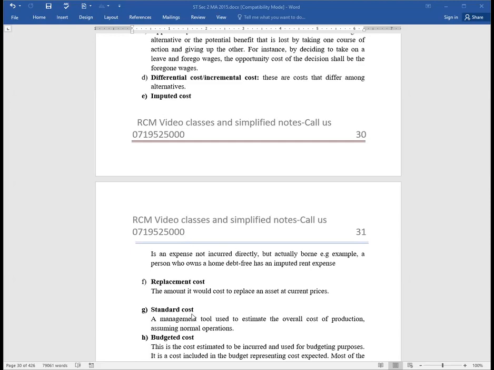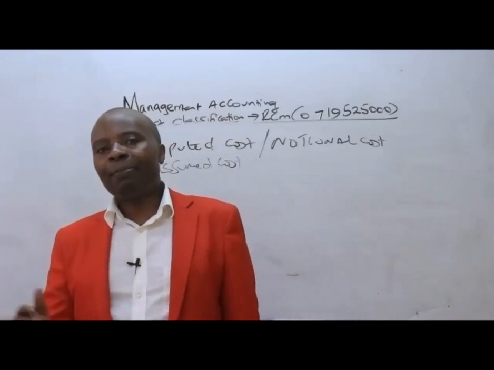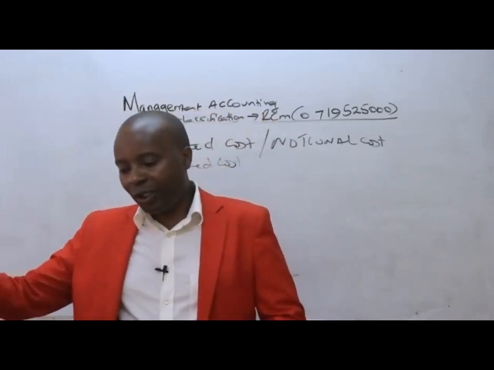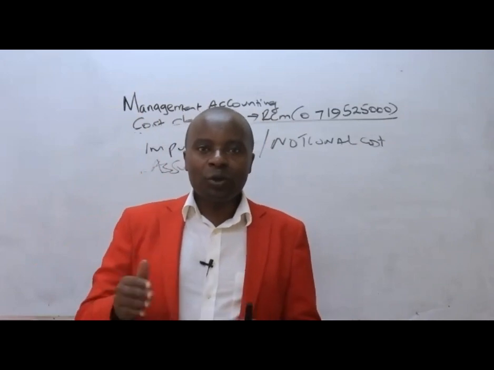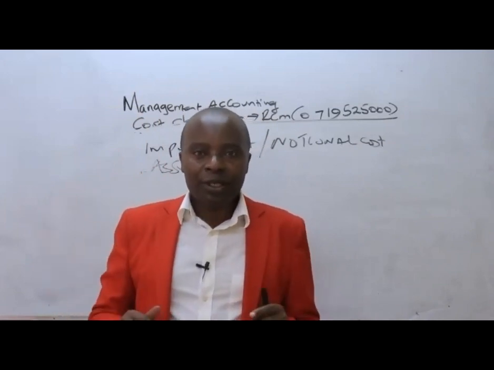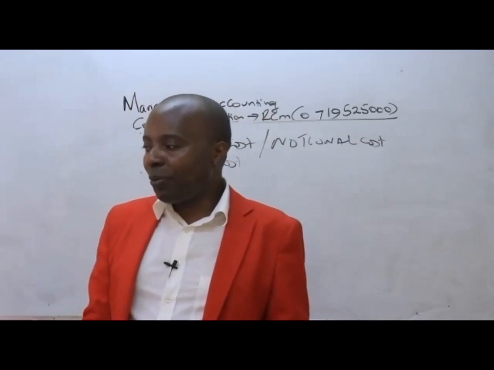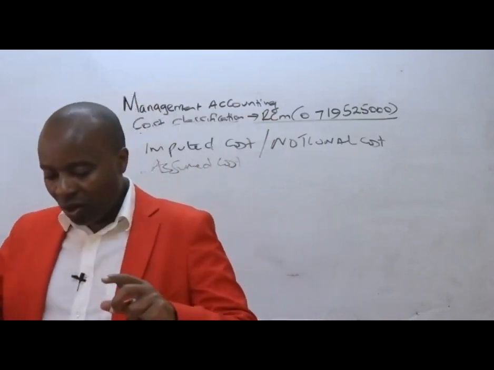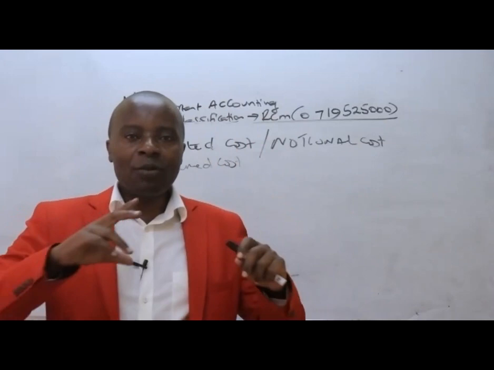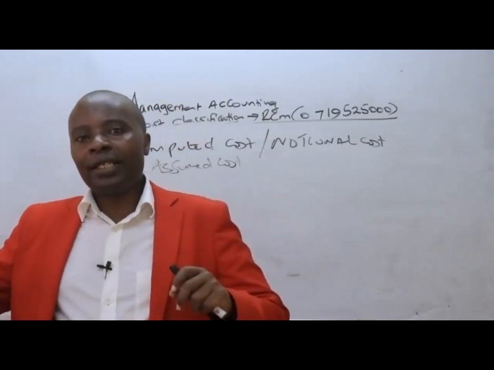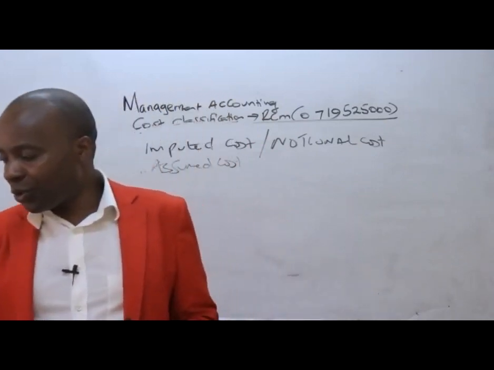Then we have the standard cost. These are the normal costs. We are told it is the management tool used to estimate the overall cost of production, assuming normal operations, assuming that there will be no abnormalities, assuming, for example, that our world was to continue normally without the corona effect. What would we have incurred to produce this and this? So, ladies and gentlemen, it will be very important for us to appreciate that a standard cost is a normal cost, which assumes what here, normality of operations.